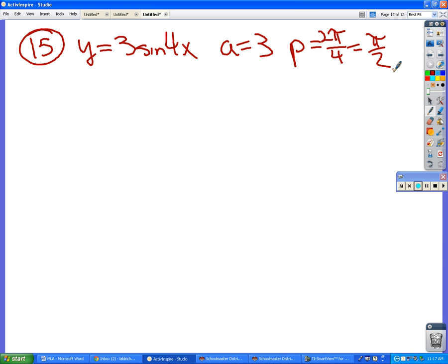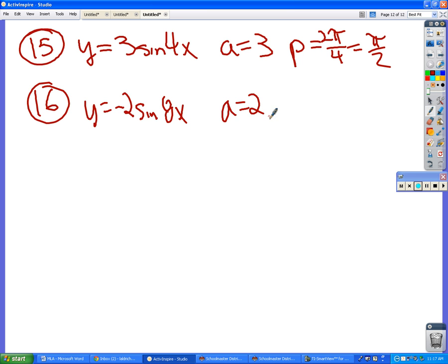Okay? Number 16. Yeah, amplitude cannot be negative. So the amplitude is 2. And then the period is 2 pi over 8, good, which reduces to pi over 4.